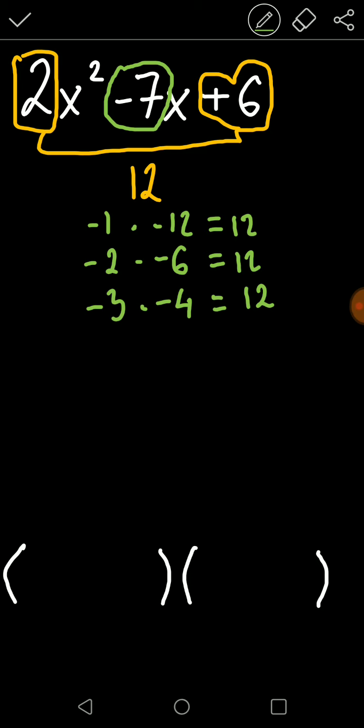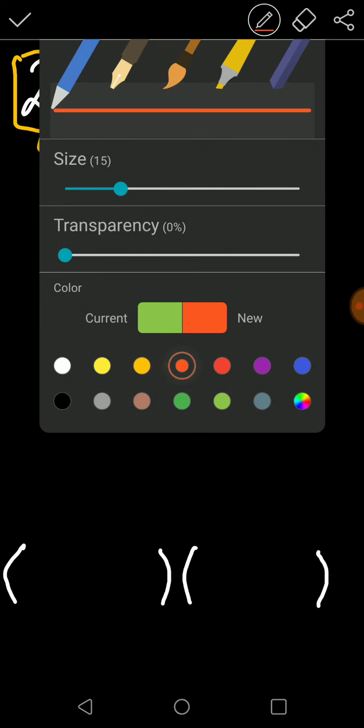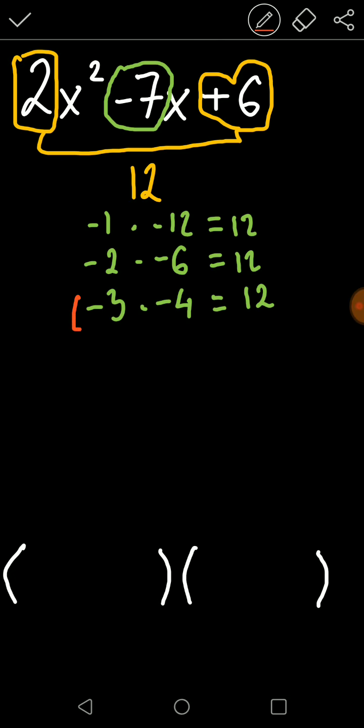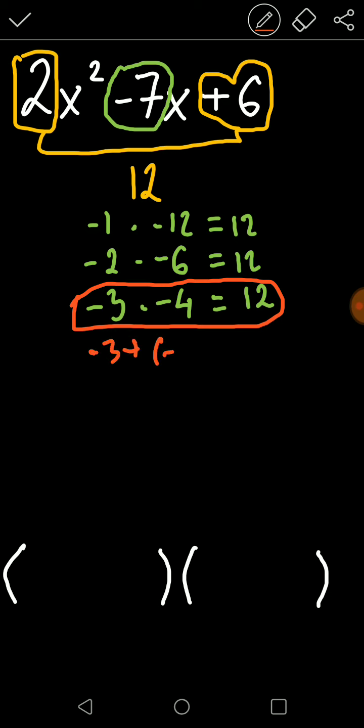So if we look carefully, it's really easy to see that the last pair, negative 3 and negative 4, when you multiply equals 12, but at the same time, if you add those two numbers, negative 3 plus negative 4, that also equals negative 7. So we found two numbers that will help us factor the expression.